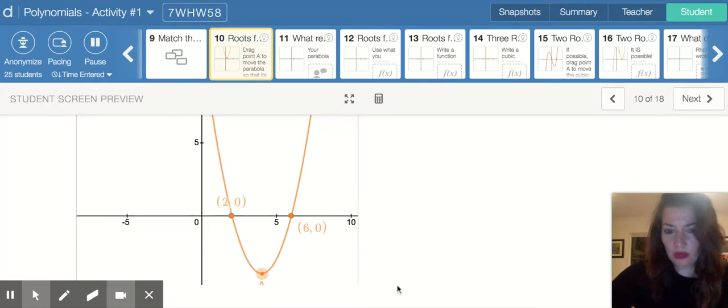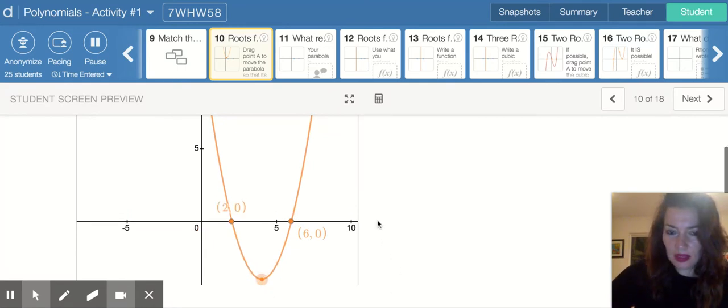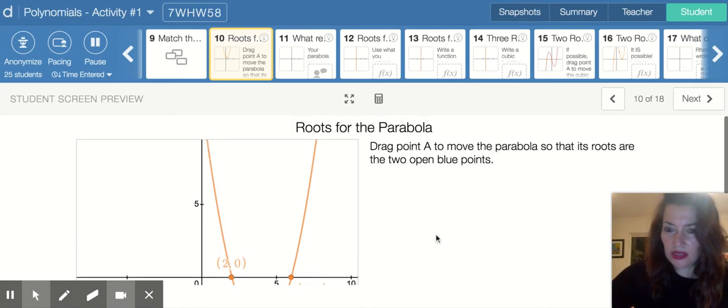And there we go. So looking at this, it appears the roots are (2, 0) and (6, 0). I have two x-intercepts, one at x equals 2 and one at x equals 6.